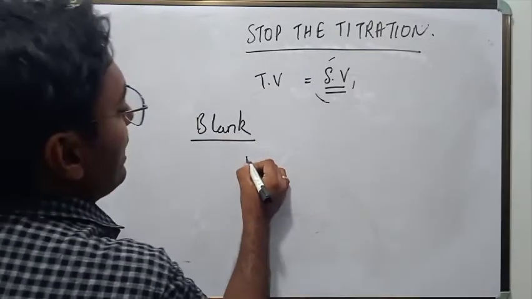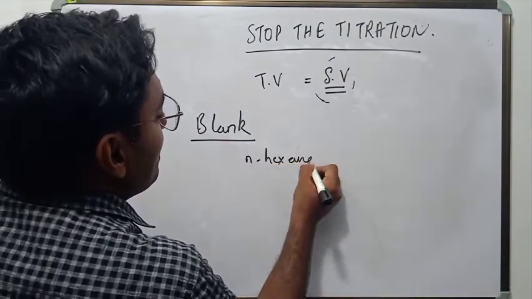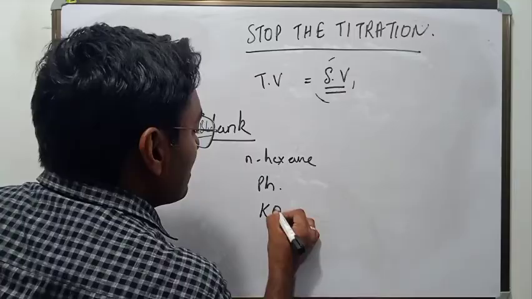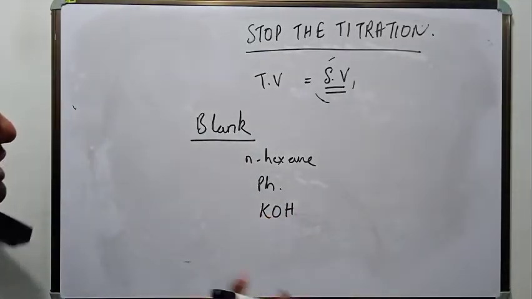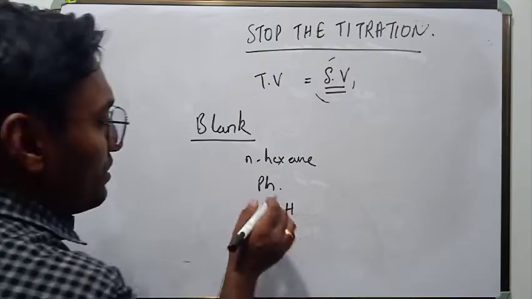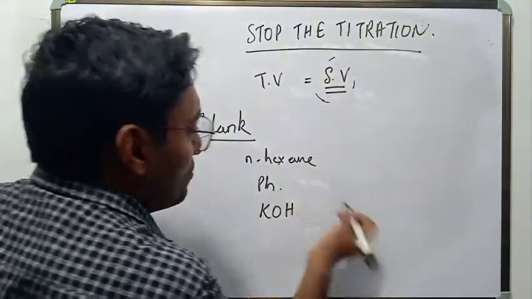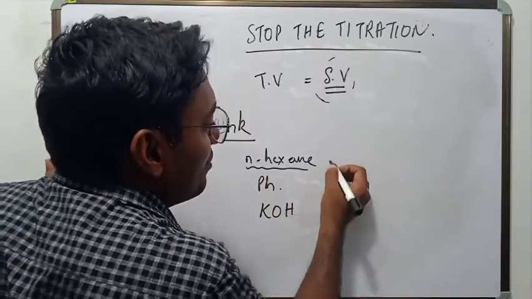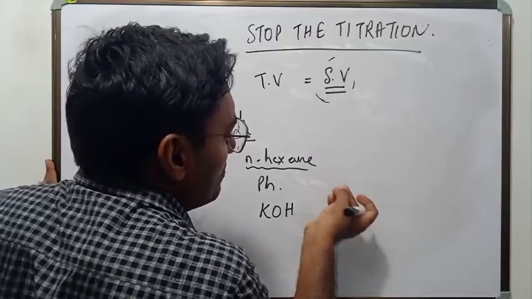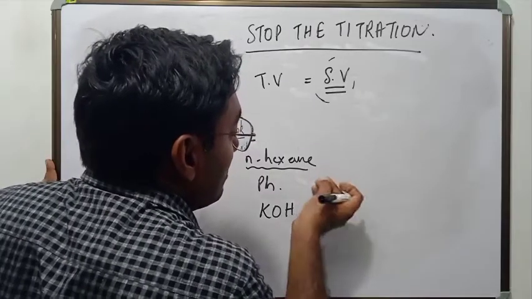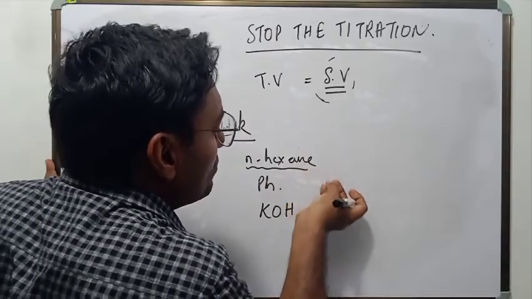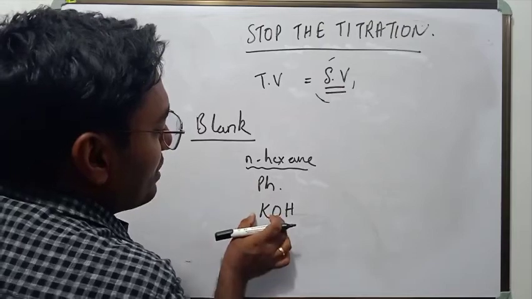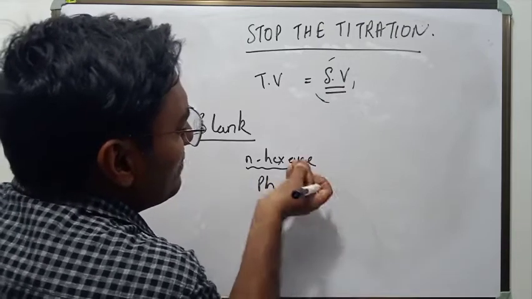You will use N-hexane, you will use phenolphthalein, you will go for titration against KOH, but you will not use any sample, correct? So you will get a very small value for blank. That is because N-hexane may have minute traces of free fatty acids. The probability is very low, but still there is a probability that N-hexane has minute traces of free fatty acids. So some KOH might have been consumed, and you will get a very small value of blank.